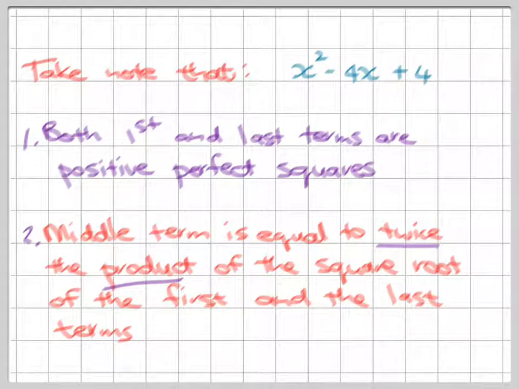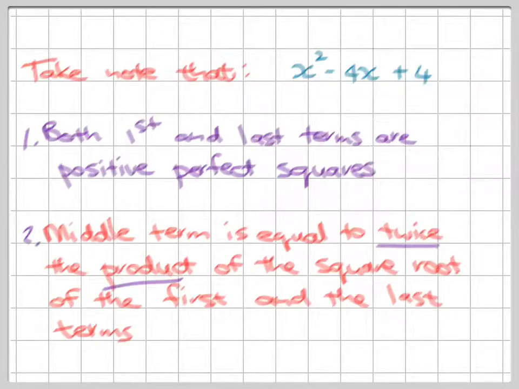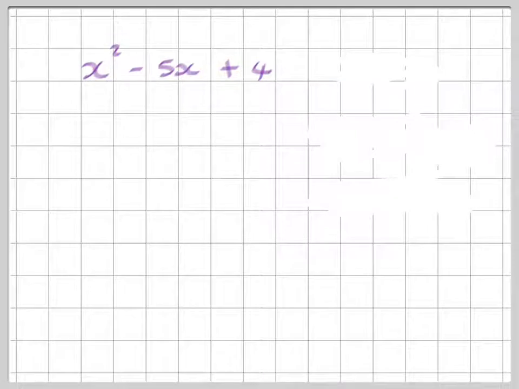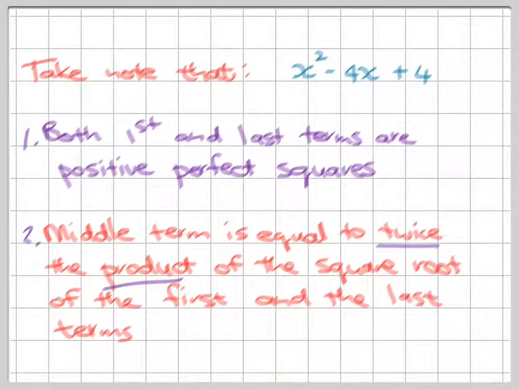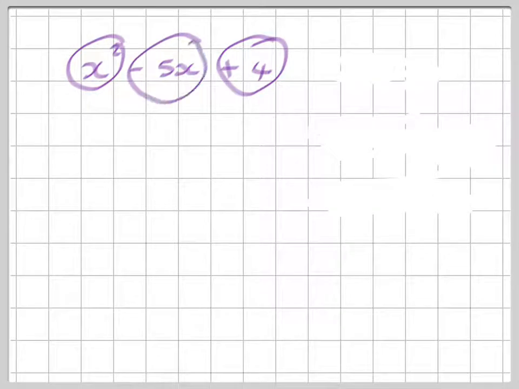We'll use these 2 points on the next two screens to see if they're perfect square trinomials. So let's look at the next one. Is this a perfect square trinomial? Let's look at point 1. It says both the first and the last terms are positive perfect squares. This is a positive perfect square, and that's a positive perfect square. So those two satisfy it. Then the middle term is equal to twice the product of the square root of the first and last. So we've got to take the square root of each, multiply by 2 and see if it comes to that.